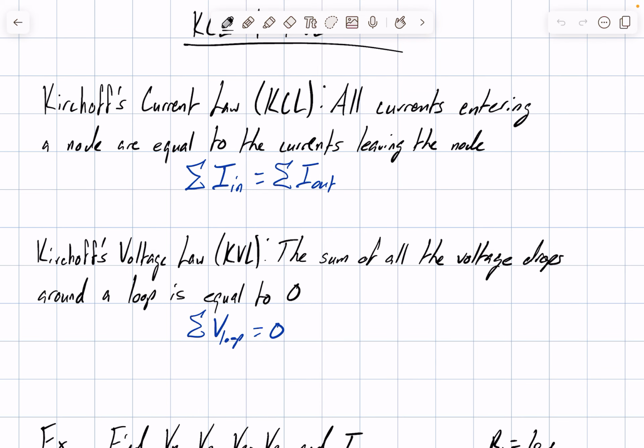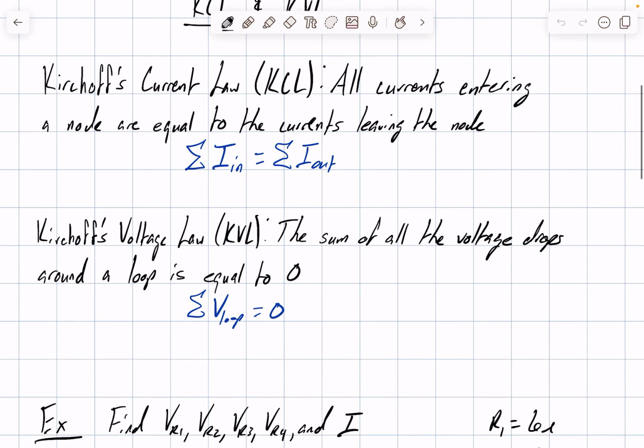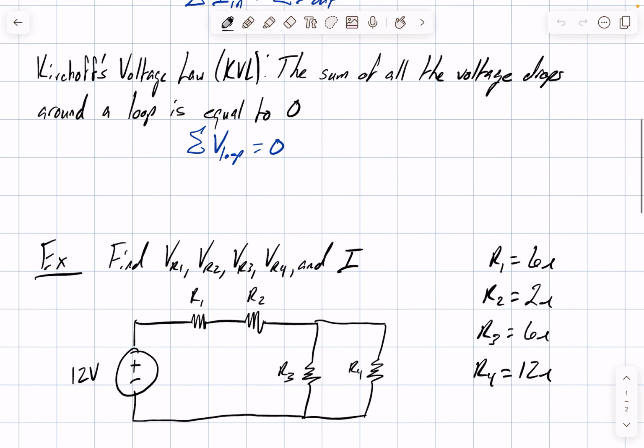And Kirchhoff's voltage law says the sum of all the voltage drops around a loop is equal to 0. If you forget what branches, nodes, or loops are, you can go back and refer to the previous video, or you can look it up in a textbook. But I will show you how KCL and KVL work in action right now.